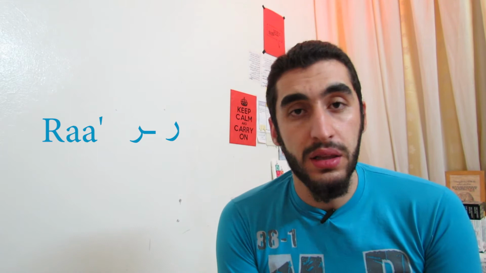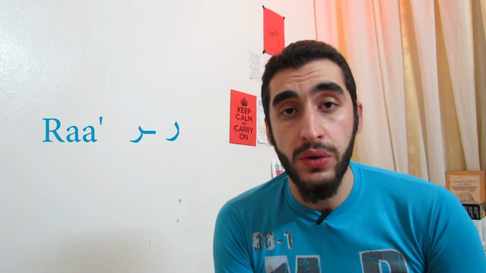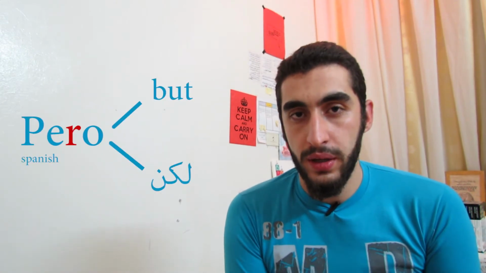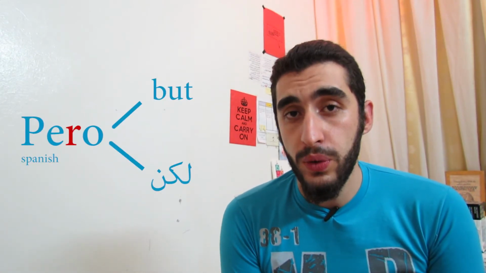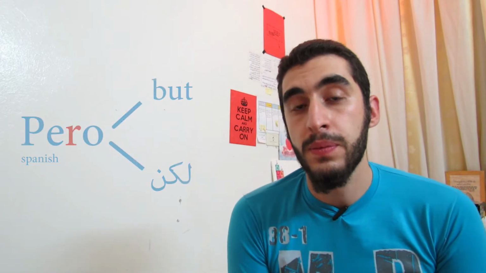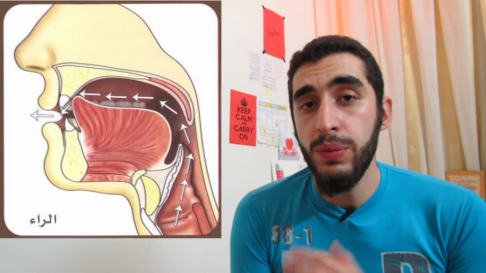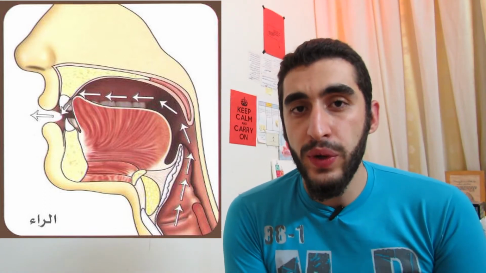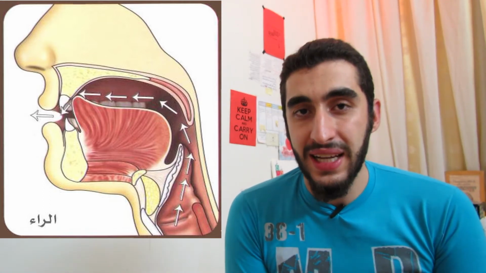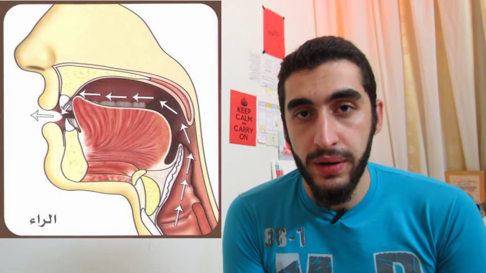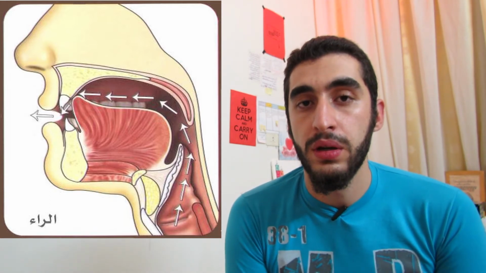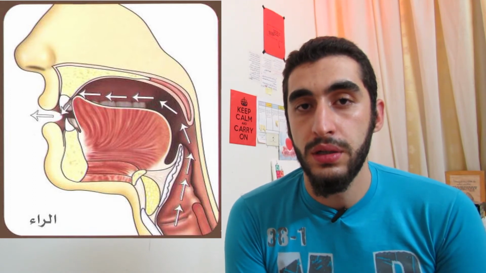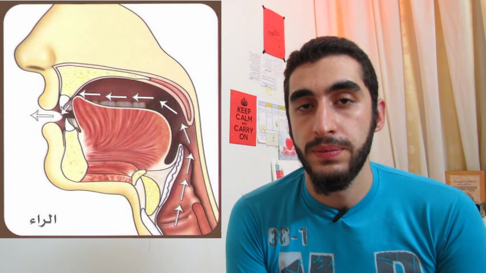Actually, the Arabic R is not like the English one, neither the American nor the British. The closest R to it is the Spanish one, like when we pronounce the word pero, which means but. You can notice from the figure beside me the right position for the tongue in the oral cavity and where to locate its tip exactly to produce the sound of R. R.